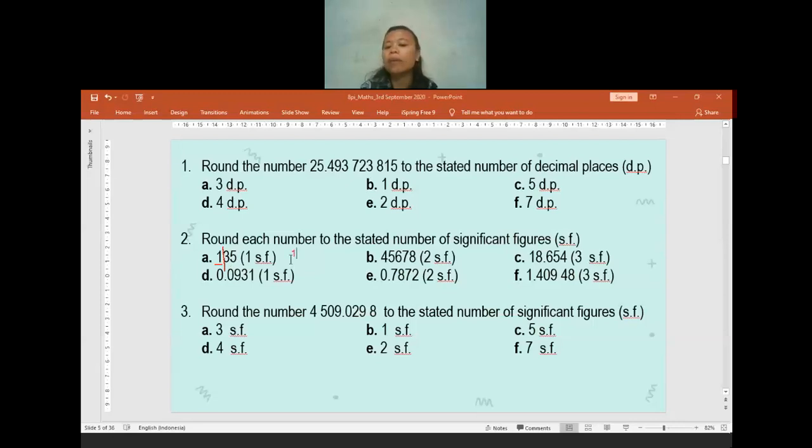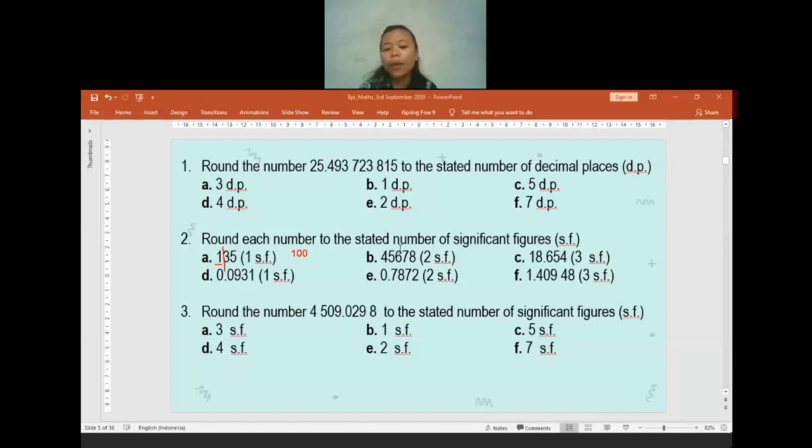But remember, we have to make the value of the number consistent. 135 is a hundreds number. If we only write it as 1, it will not be a hundreds number. That's why we have to put another 0 here, and the answer will be 100.